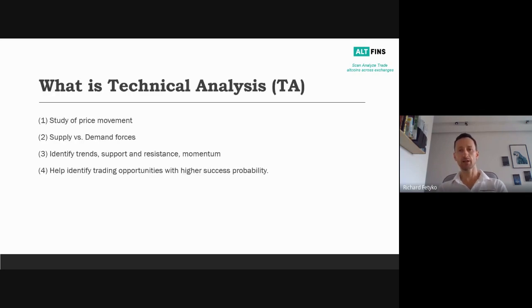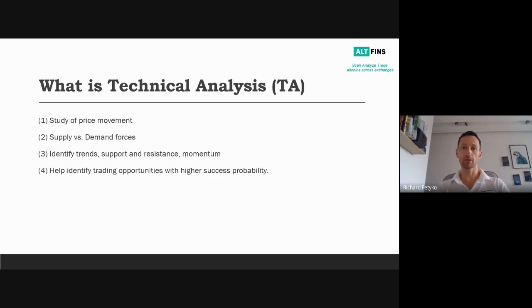So what is technical analysis? To me, technical analysis is really a study of price. Price captures a lot of information, and most importantly, it captures the current supply and demand for that asset, in our case, an altcoin. So obviously, when demand is greater than supply, prices go up, and vice versa. When there are more sellers than buyers, obviously price goes down.